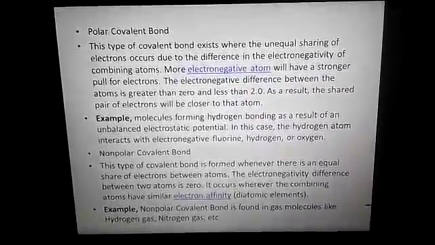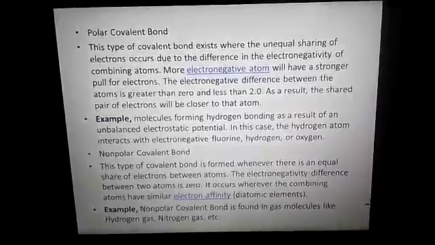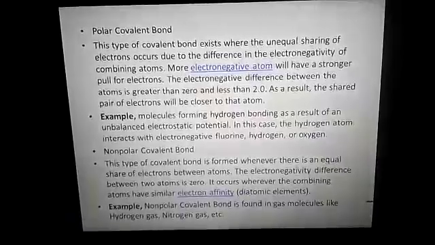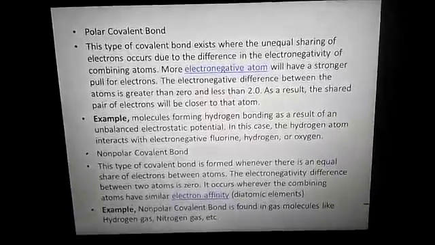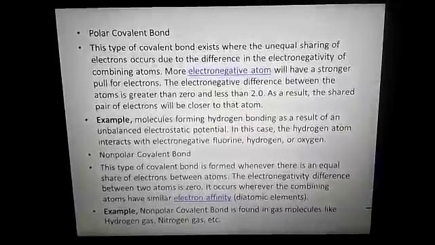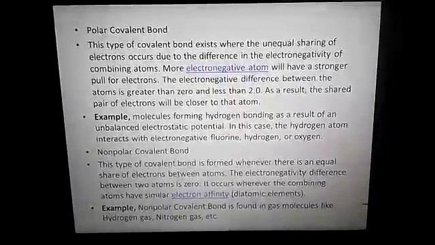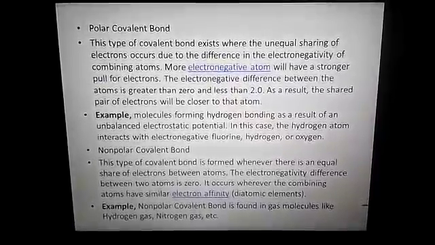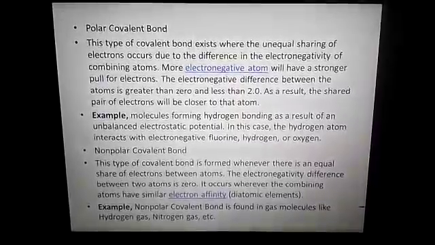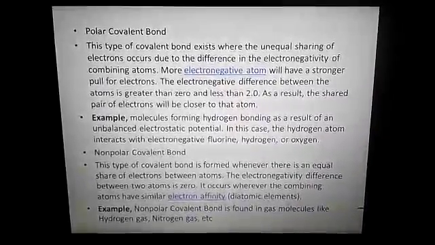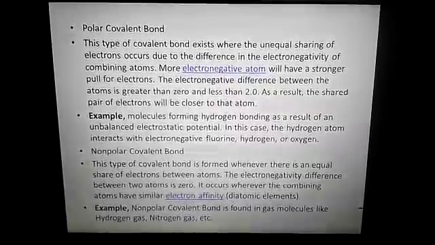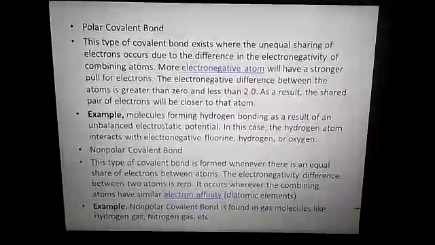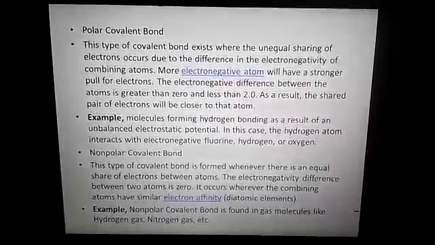In a polar covalent bond, the covalent compounds are said to be polar when the shared pair of electrons are not at equal distance between the two atoms. This type of covalent bond exists where unequal sharing of electrons occurs due to the difference in the electronegativity of the combining atoms. The more electronegative atom has a stronger pull on the electrons, so the sharing of electrons will be unequal, and thus the element will not attain the octet structure.